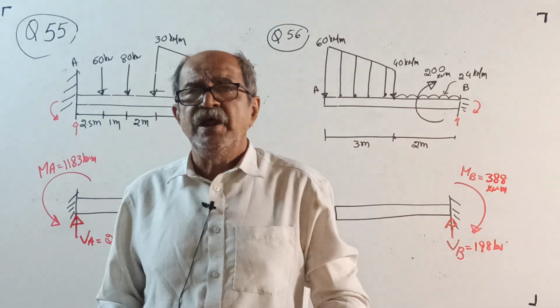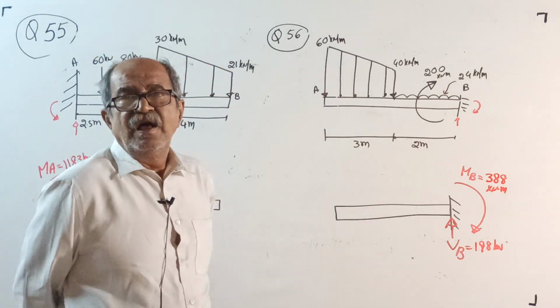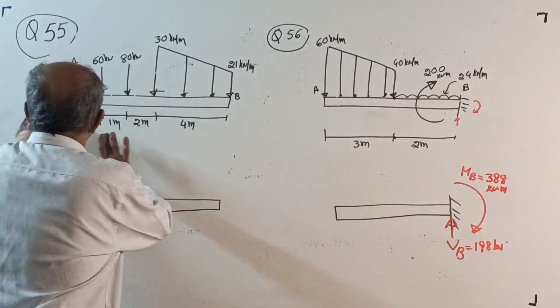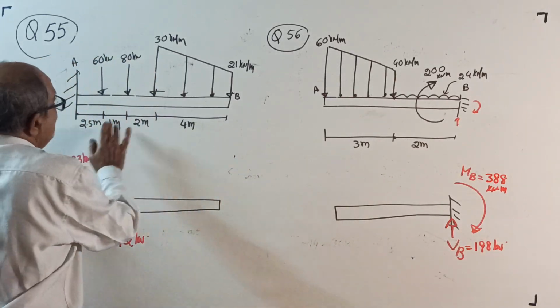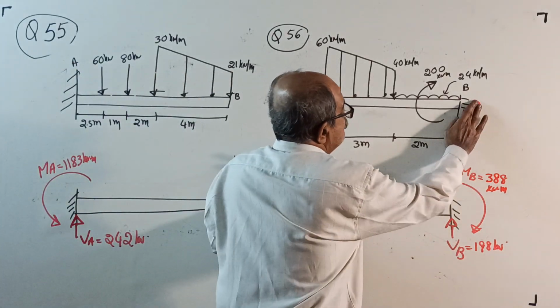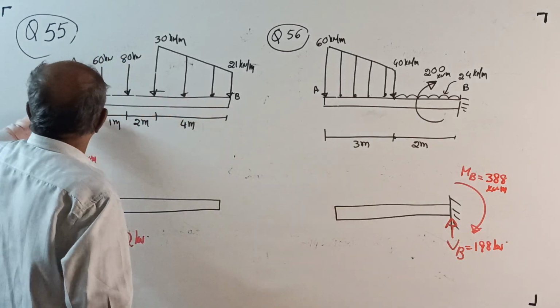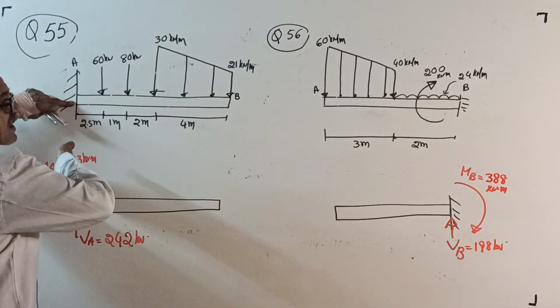Two questions for you to work out correctly: 55 and 56. Now, for this question, first you copy the question. Always copy the question first. Copy this question also. Copy both the questions. Then, when you solve this question, the fixed end here, VA will take upward.